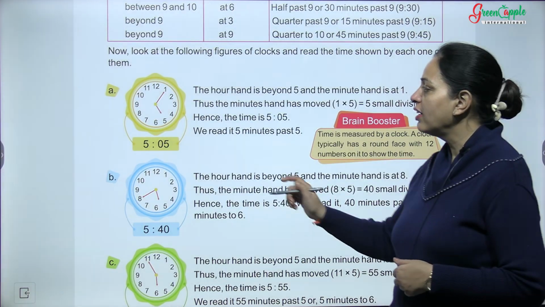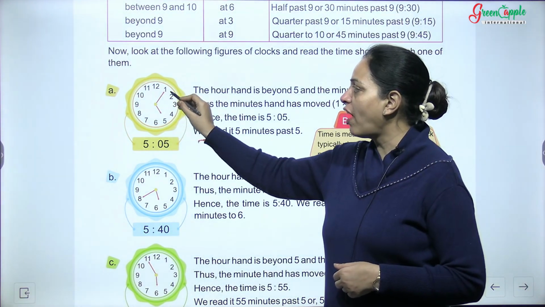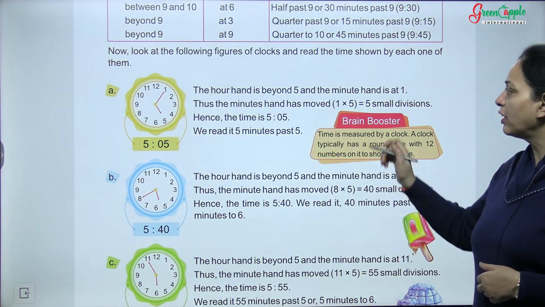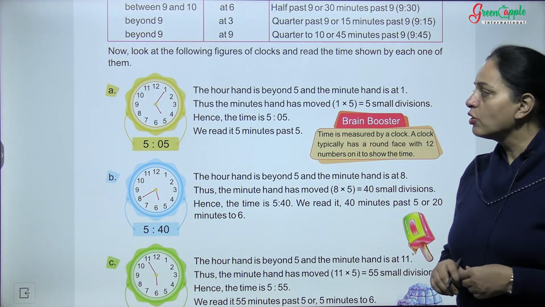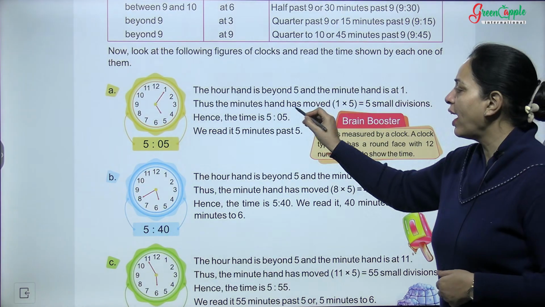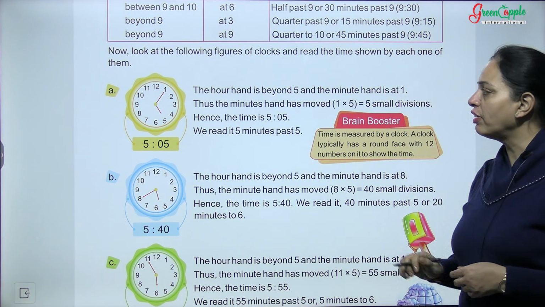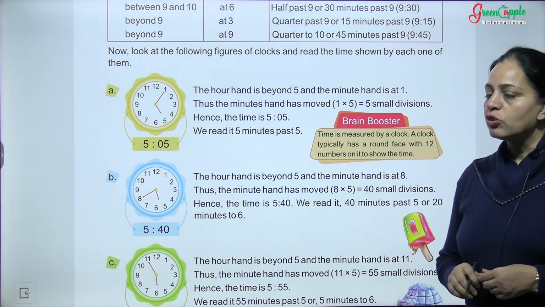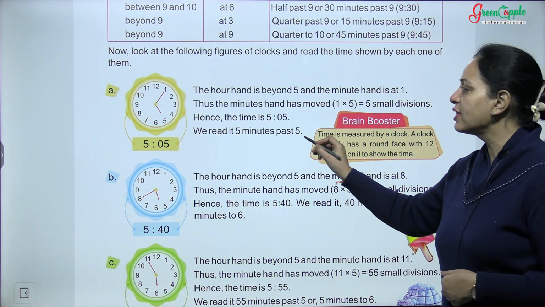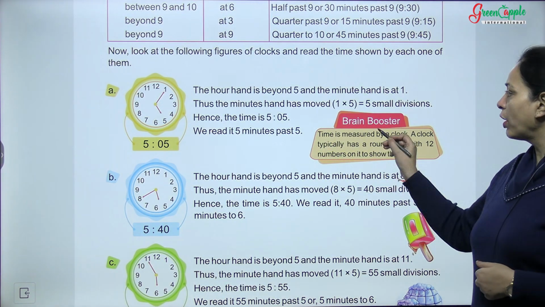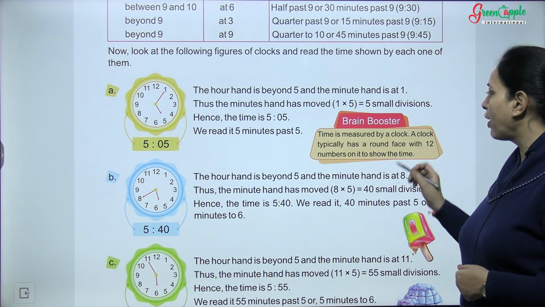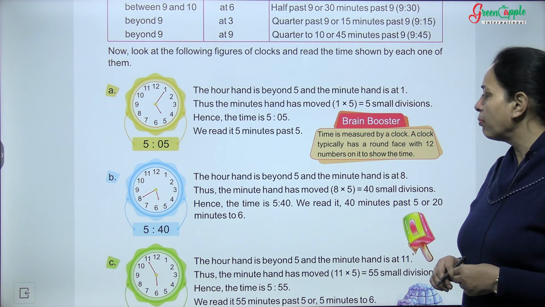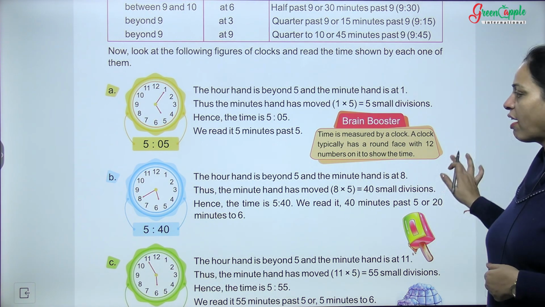A part here: this is 5:00. Here the hour hand is beyond 5 and the minute hand is at 1. So the minute hand has moved 5 small divisions. So the time is 5:05. So how can we read it? 5 minutes past 5. So one brain booster: time is measured by a clock. A clock typically has a round face with 12 numbers on it to show the time.